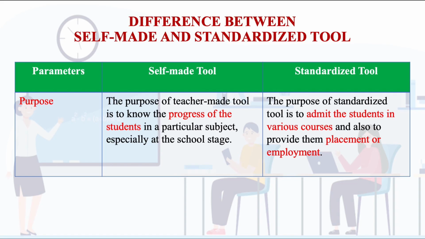Further, now let us try to discuss what the differences are between self-made and standardized tools. Already we have discussed the concept of a self-made tool and the concept of a standardized tool. So, we will just find out the difference between these two on different parameters. First parameter is purpose. So far as purpose is concerned, the purpose of a self-made tool, or a teacher-made tool, is to know the progress of the students in a particular subject, especially at the school stage. Whereas the purpose of a standardized tool is to admit the students in various courses and also to provide them placement or employment.